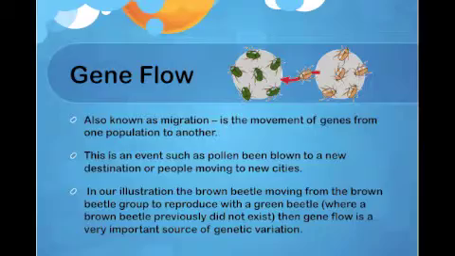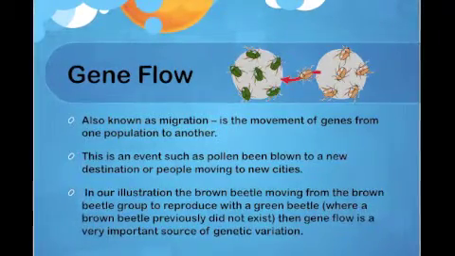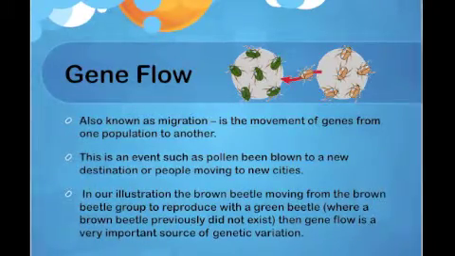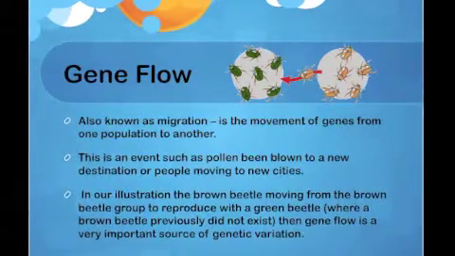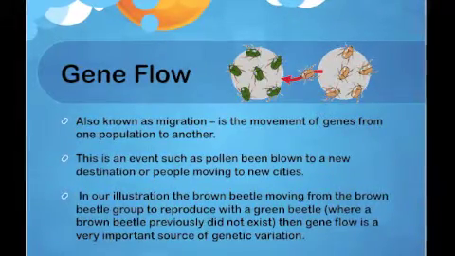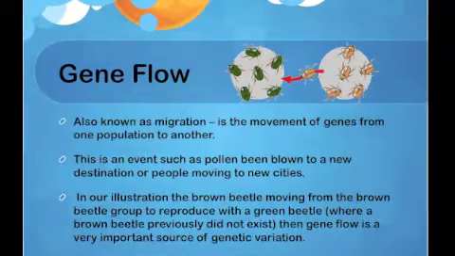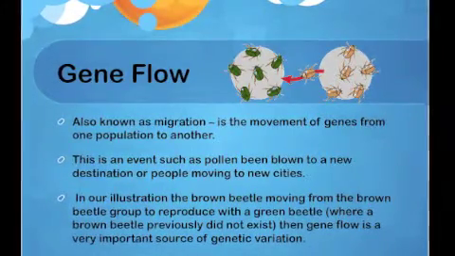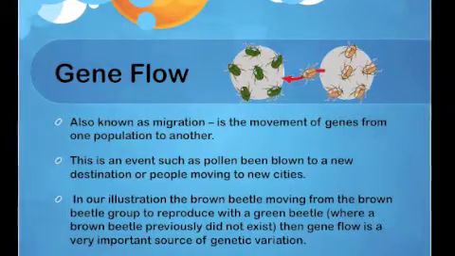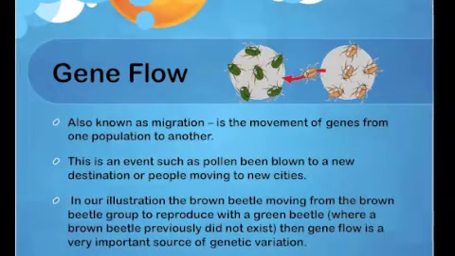Gene flow, also known as migration, is the movement of genes from one population to another. This is an event such as pollen being blown to a new destination or people moving to new cities. In our illustration, the brown beetle moves from the brown beetle group to reproduce with a green beetle, where a brown beetle previously did not exist. Then gene flow is a very important source of genetic variation.